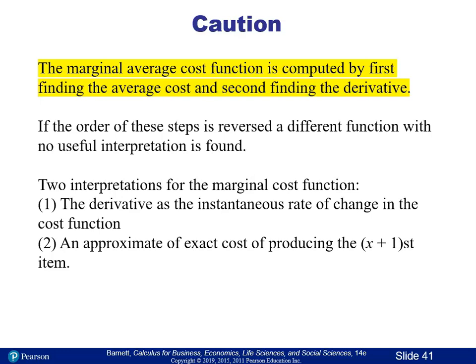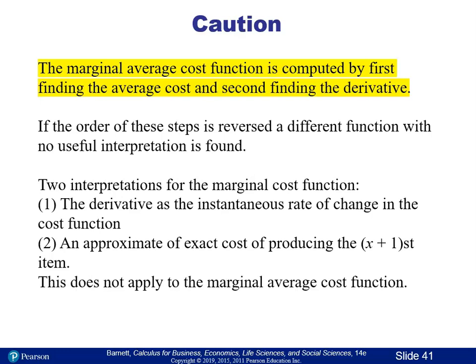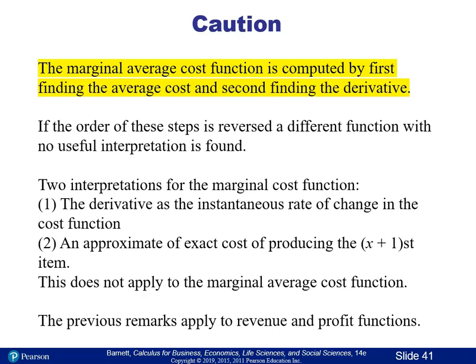There are two different interpretations for the marginal cost function. First, the derivative is interpreted as the instantaneous rate of change in the cost function. So how fast is it changing at a particular time? But it's also an approximation of the exact cost of producing the x plus one item. The same interpretations don't necessarily apply to marginal average cost functions, but they do apply to your revenue and profit functions.